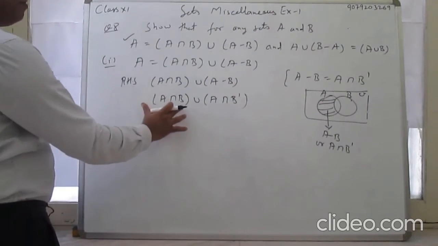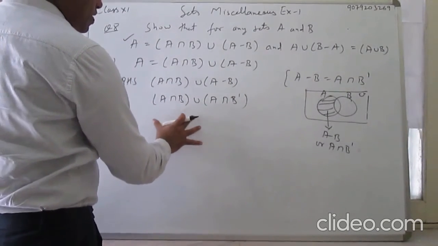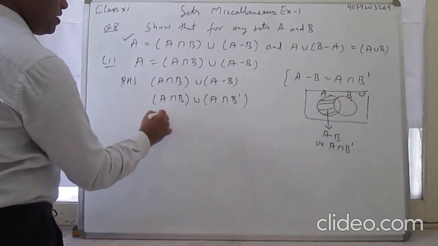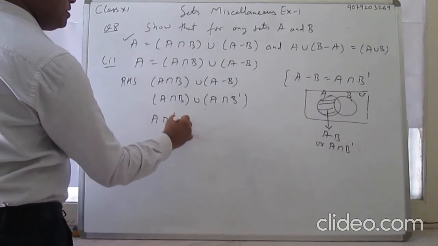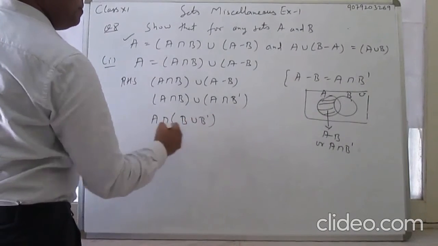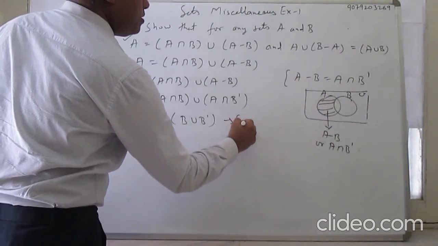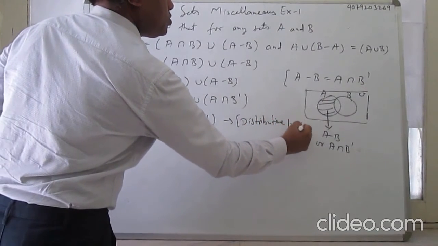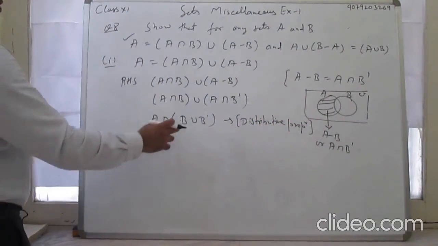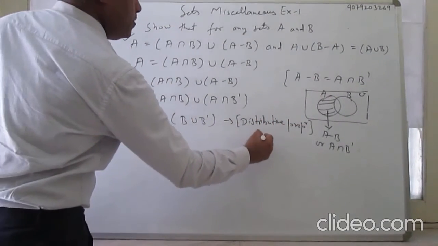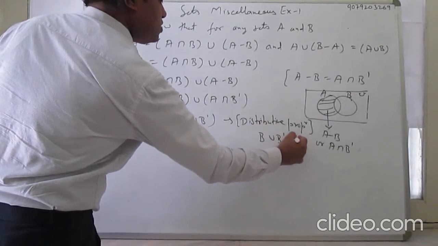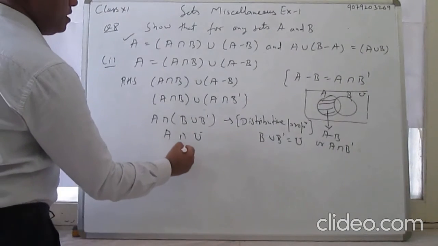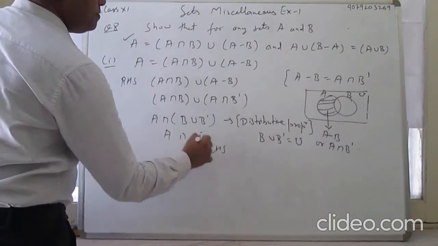So A intersection B union A intersection B complement. Now by the distributive property, intersection over union, A is common, so you can write A intersection B union B complement. This is by the distributive property. So B union B complement is the universal set. So A intersection universal is A. This is the left hand side.